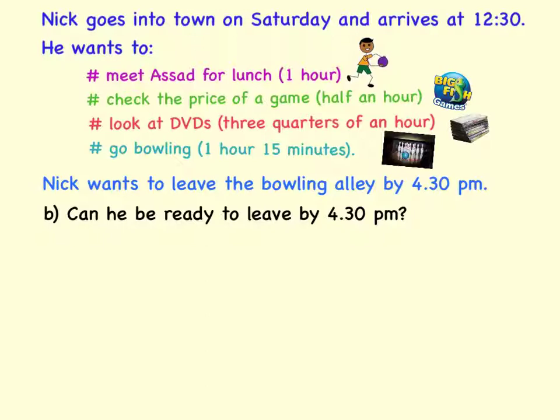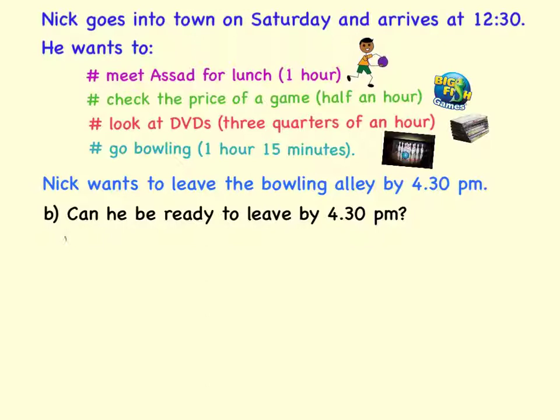The second part of this question is this. Nick goes into town on Saturday and arrives at 12:30. He wants to meet Assad for lunch, 1 hour, check the price of a game, half an hour, look at DVDs, 3/4 of an hour, and go bowling for 1 hour and 15 minutes. Nick wants to leave the bowling alley by 4:30pm, and this is what we're asked to find out. Can he be ready to leave by 4:30pm? So let's have a look.